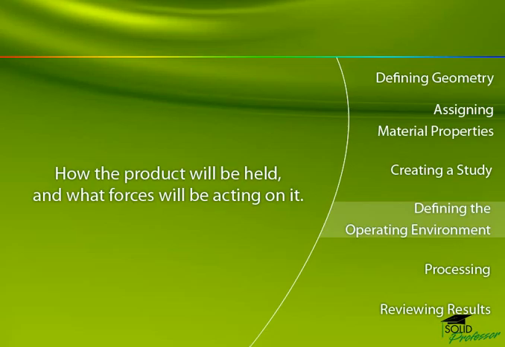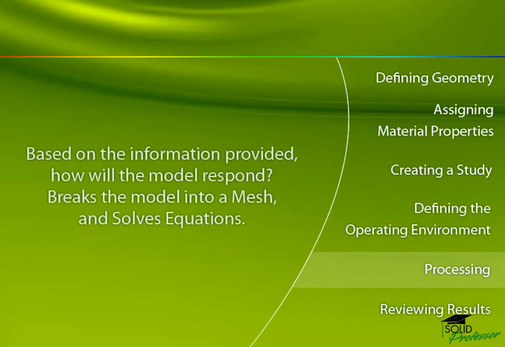Step 5 is processing the model. Based on the information provided so far, the model geometry, material properties, type of study, and operating environment, how will the model respond? To predict this, simulation does 2 things. It breaks the model up into something called a mesh, and it solves numerous equations, resulting in a mathematical prediction of how the model will behave.